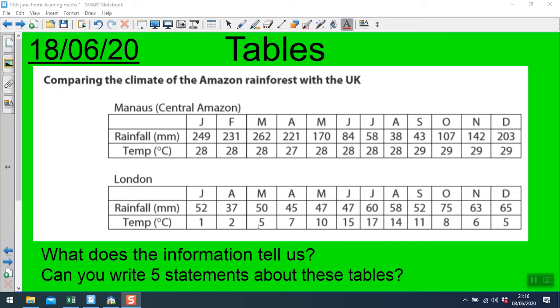So this is 5, this is 28. So the temperature in London was 23 degrees lower than in Manaus. Pause the video while you write 5 interesting statements telling me what this table shows.